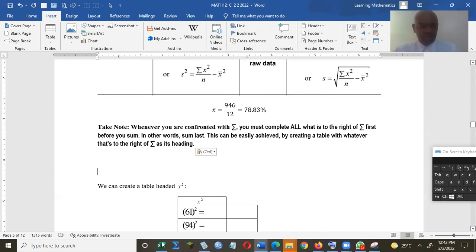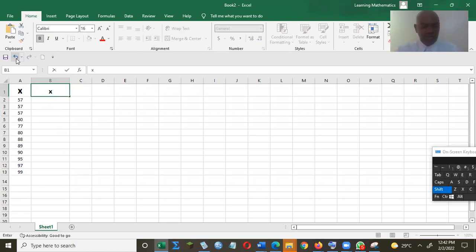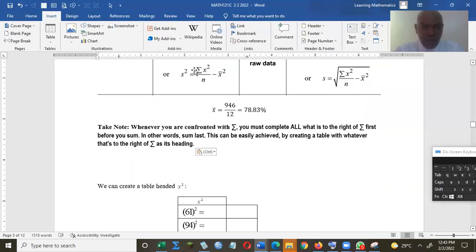So let's go back to our faithful Excel. Let's undo this. And our heading is x squared. So we have to square the x. That's what the formula says: square the x's and then sum. Another way to look at sigma, whenever you see sigma, start on the right. In mathematics, you can read from left to right, or from right to left. Familiarize yourself with reading from right to left. See sigma, I will do you last.